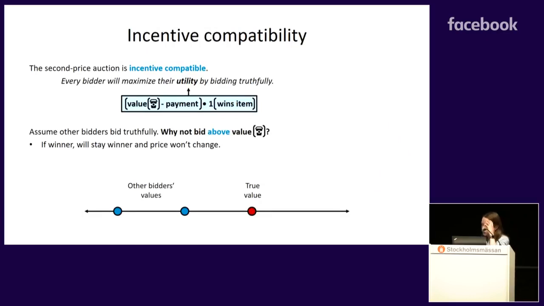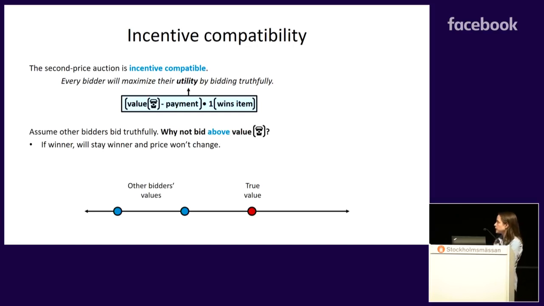So now I'm going to describe incentive compatibility a little more. I'm going to show you why the second price auction is incentive compatible. And remember, this is where the highest bidder wins and pays the second highest bid. So the claim is that every bidder is going to maximize their utility by bidding truthfully. And remember, utility is their value for the good minus their payment, times 1 if they actually win. So let's assume that all the other bidders are bidding truthfully. Why would I not want to bid above my own value for this good?